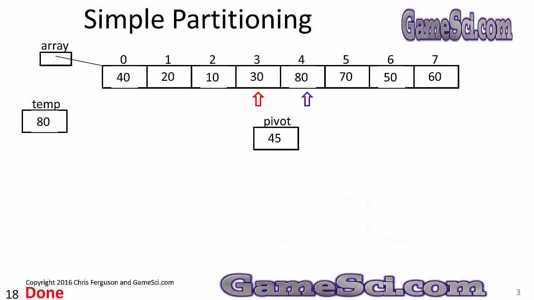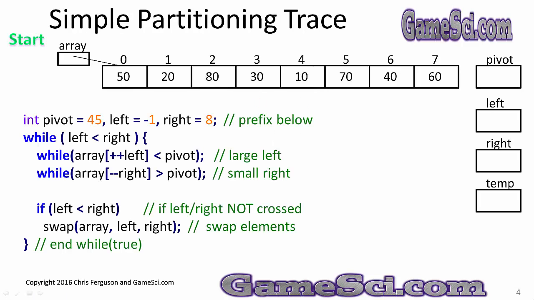If you look closely, everything that's less than the pivot is on this side. Everything that's greater than the pivot is on that side. That's what a partition is: a simple division of the data into two groups. A small group on the left and a large group on the right. That is simple partitioning. Let's look at a simple partitioning trace.